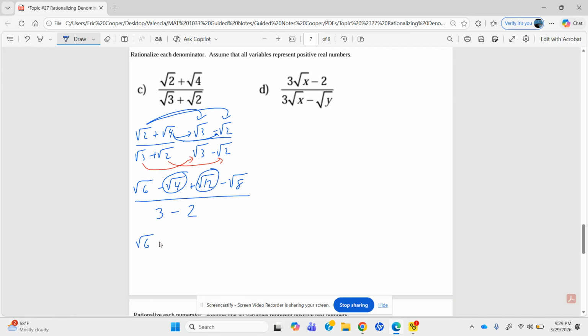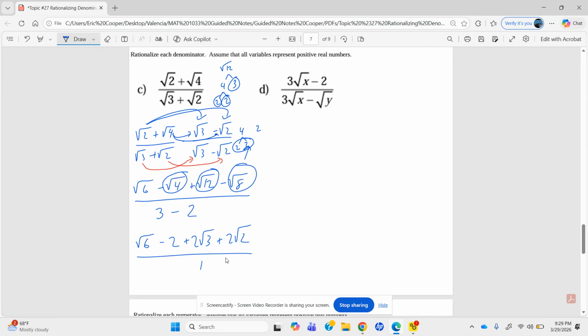The square root of 4 is simply 2. And the square root of 12, if we break it down, is 4 times 3 and 2 times 2. So we have a pair of 2's and a 3. So that's simply 2 square root of 3. And we could also break down the 8, because 8 is 4 times 2, which is 2 times 2. So this would become 2 square root of 2.